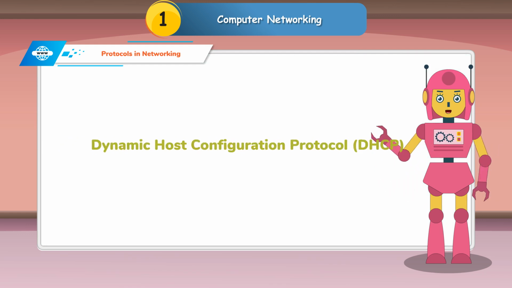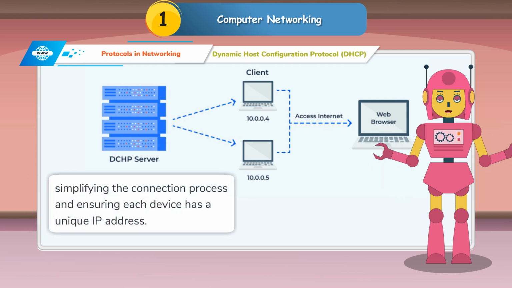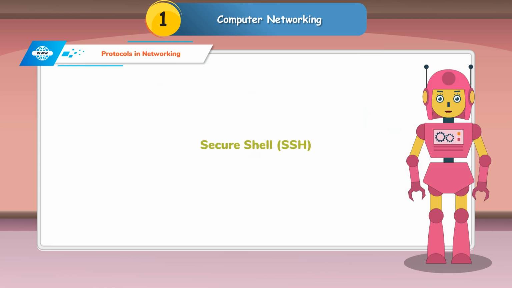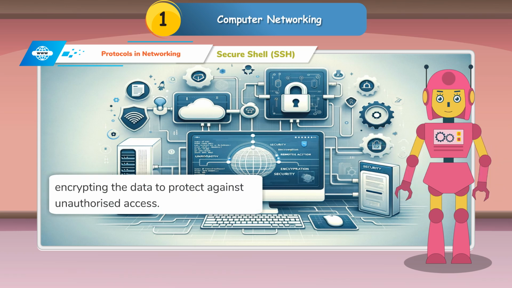Dynamic Host Configuration Protocol. DHCP automatically assigns IP addresses and network configuration parameters to devices on a network, simplifying the connection process and ensuring each device has a unique IP address. Secure Shell. SSH provides secure remote access and management of devices over a network, encrypting the data to protect against unauthorized access.